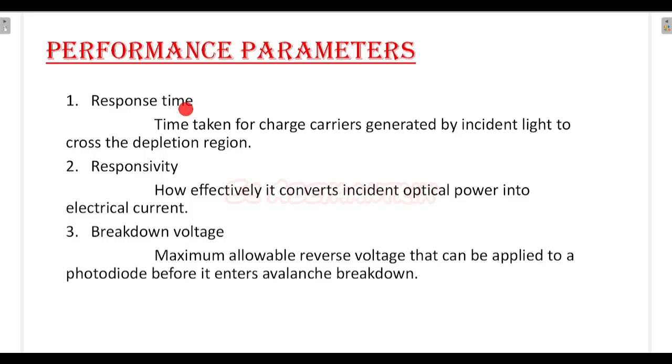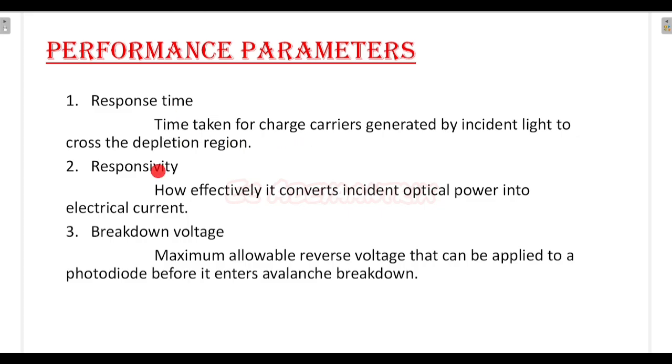And coming to the first parameter, response time. What I mean by response time is the time taken for the charge carriers generated by incident light to cross the depletion region. We make the incident light strike the PN junction or depletion region, and as a result, the charge carriers are generated. The time taken for the charge carriers to cross the depletion region is called response time.